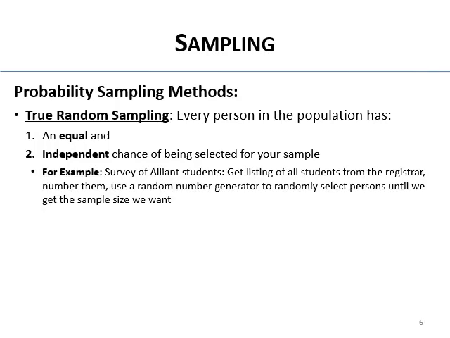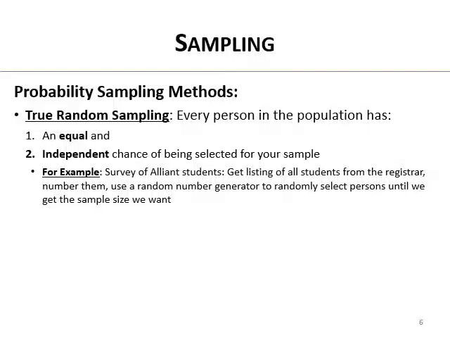So for example, let's say you're going to do a survey of Alliance students. One way to get a true random sample, which is the most basic type of probability sample, is to get a listing of all students from the registrar, number them from 1 to whatever n, and then use a random number generator to randomly select persons until you get the sample size that you need. That would be a true random sample. Every person has an equal and independent chance.